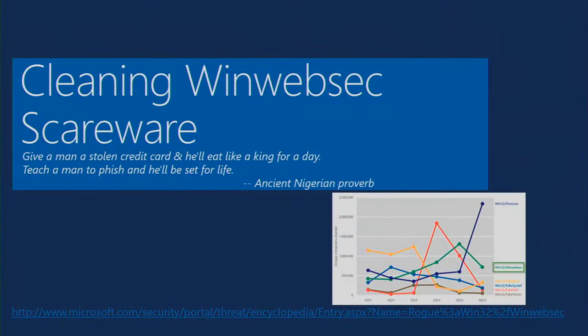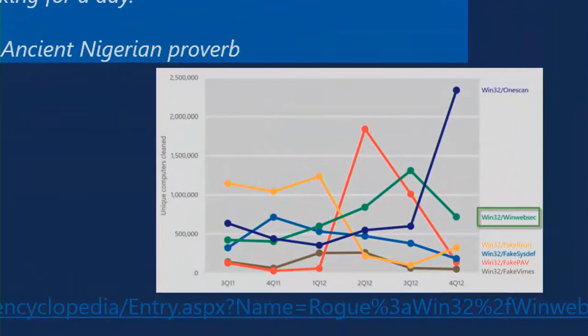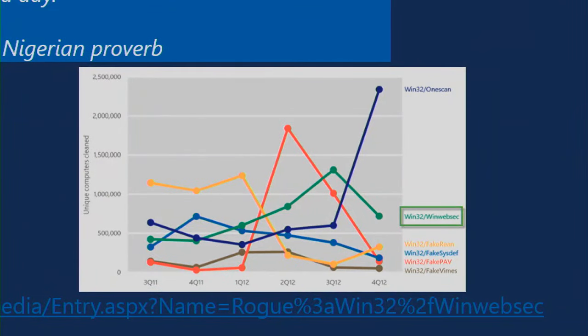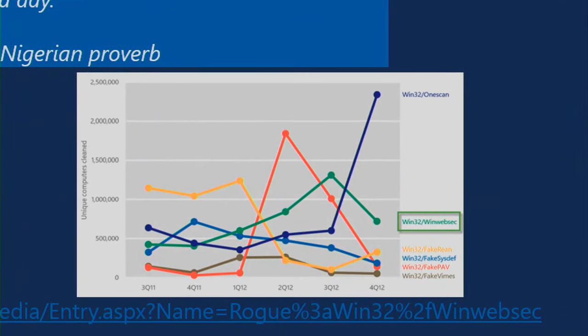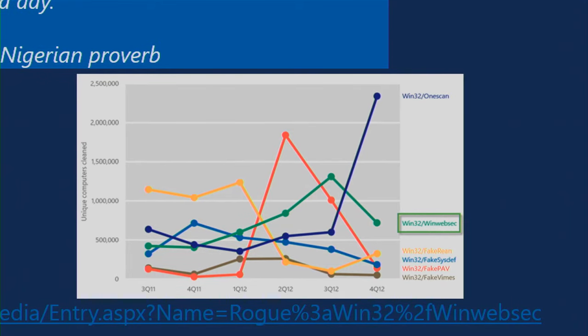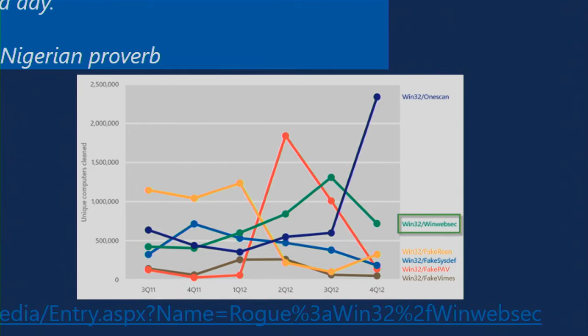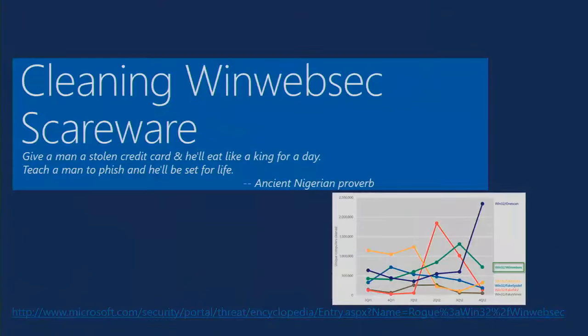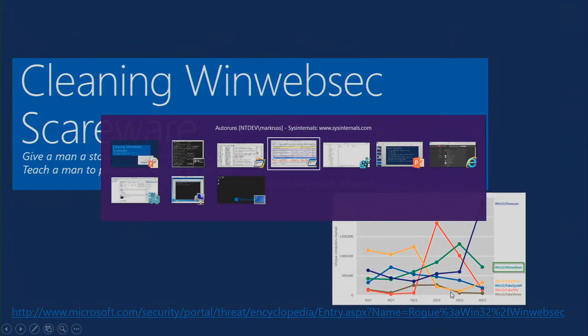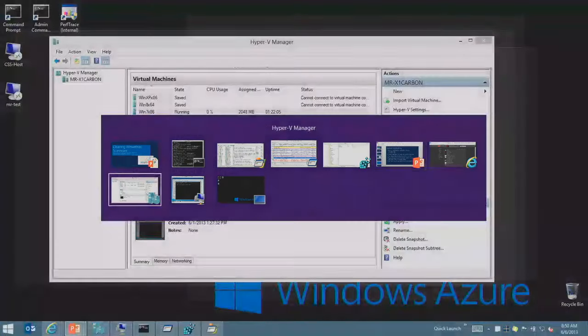is a piece of live scareware called WinWebSec, and I picked this one because if you look at the latest Microsoft Security Intelligence Report, you'll see that when it comes to scareware, WinWebSec is still currently the second most prevalent piece of scareware, and it's been the most prevalent one floating around for several years now, really impacting people. If you go to this link down here, which I've got opened up in the browser, where did the browser go?